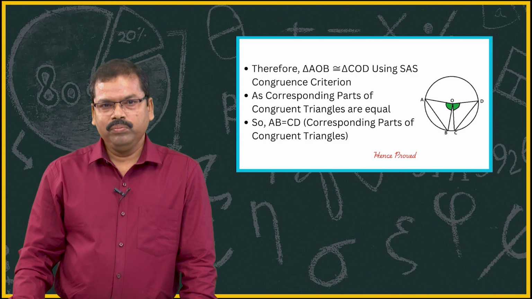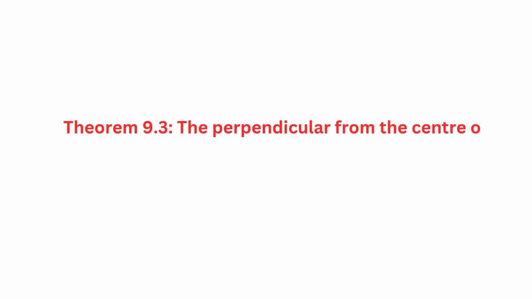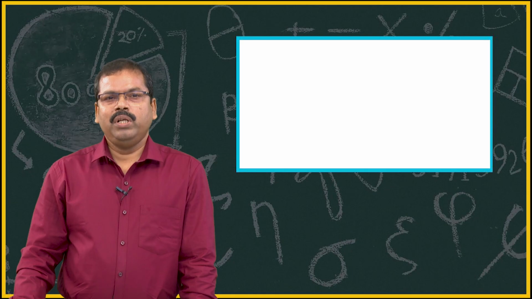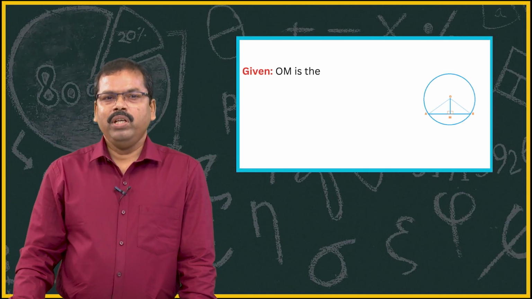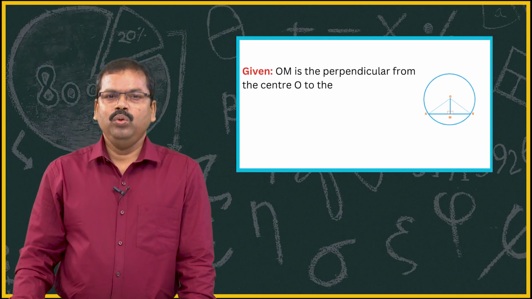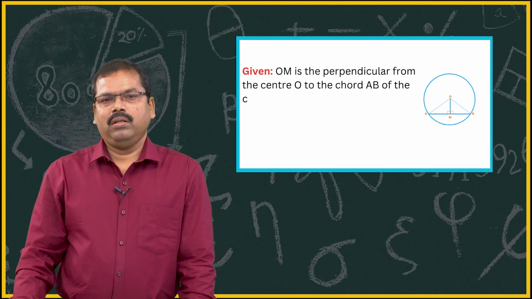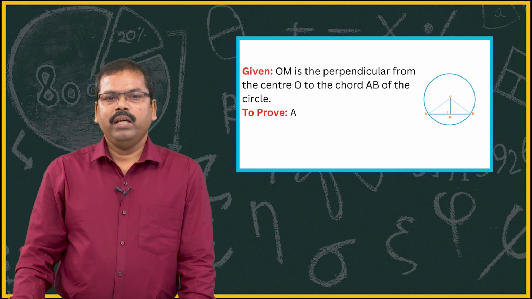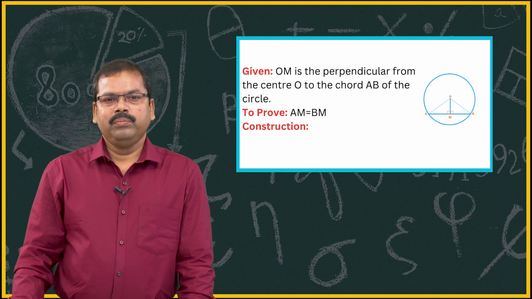Now, we will proceed to theorem 9.3. What is the statement? The perpendicular from the center of a circle to a chord bisects the chord. Students, what is given? OM is the perpendicular from the center O to the chord AB of the circle. What to prove? AM equal to BM. Now, what is the construction we have made here? Join OA and OB.